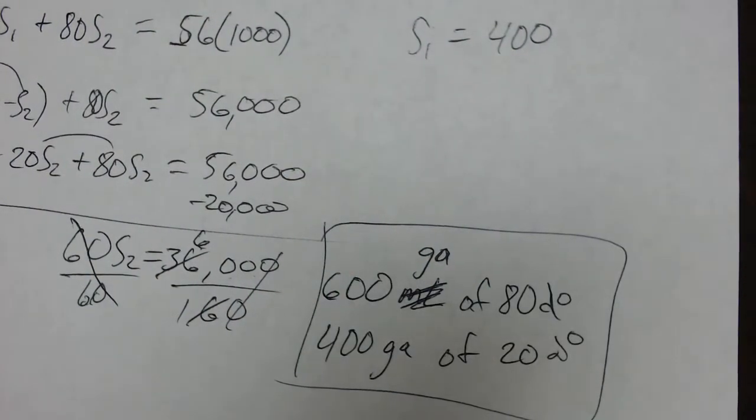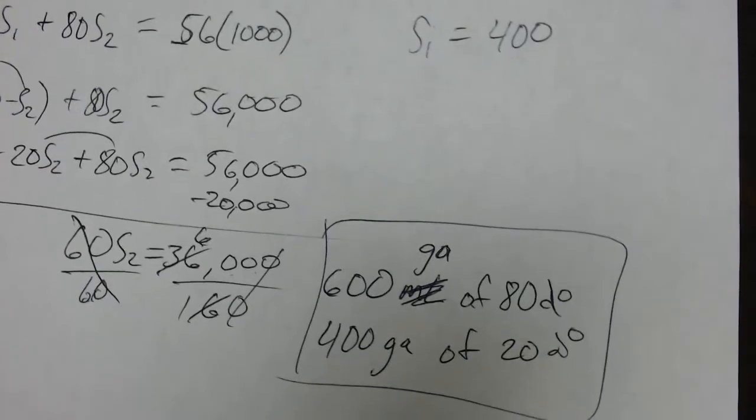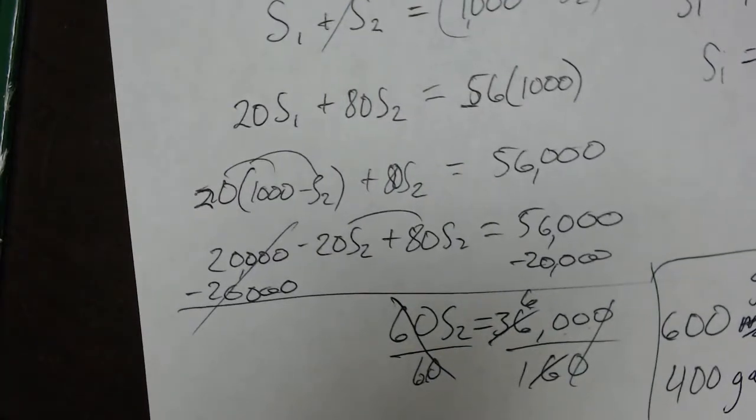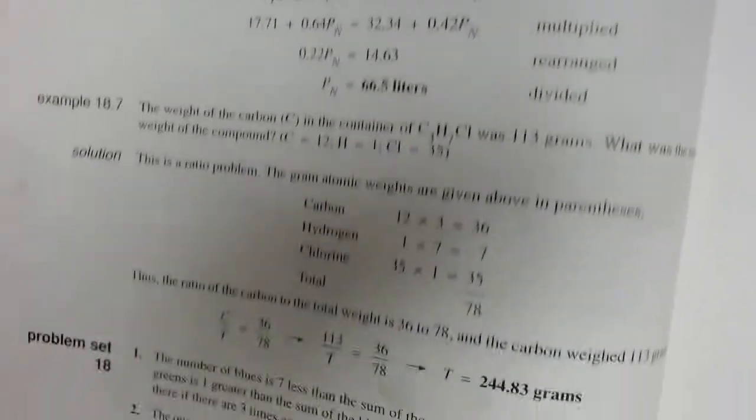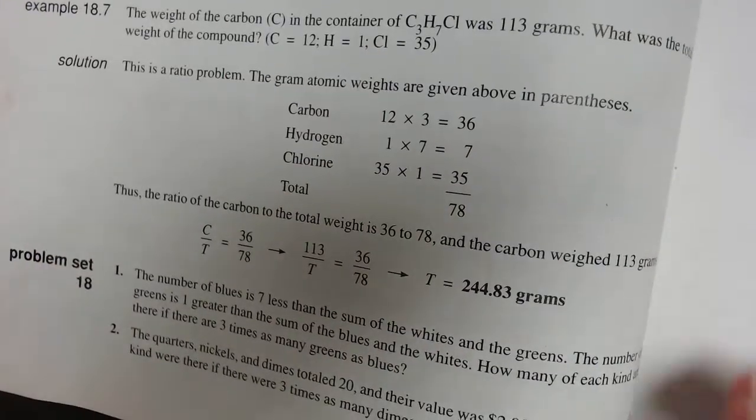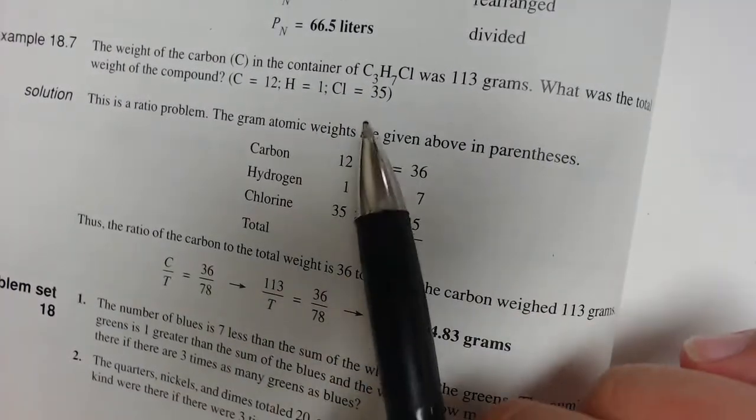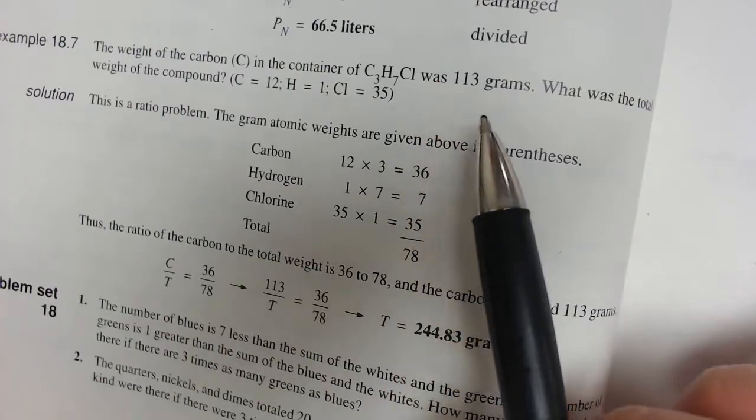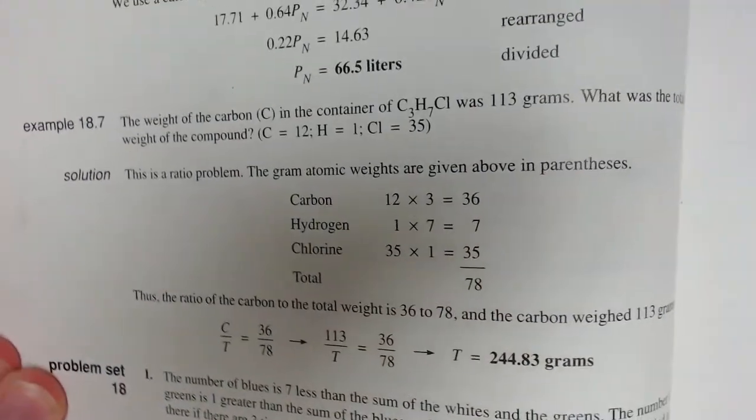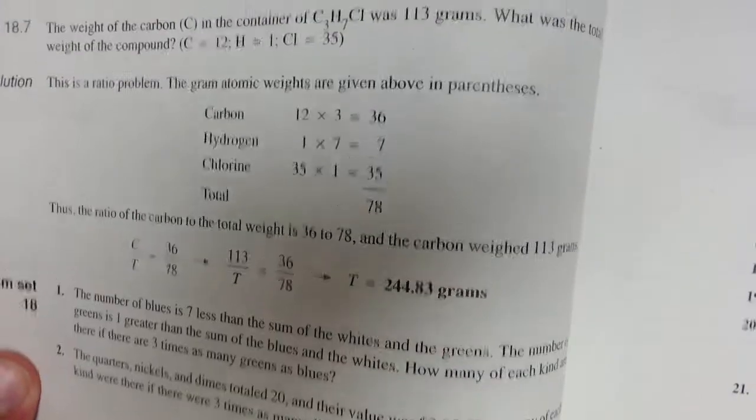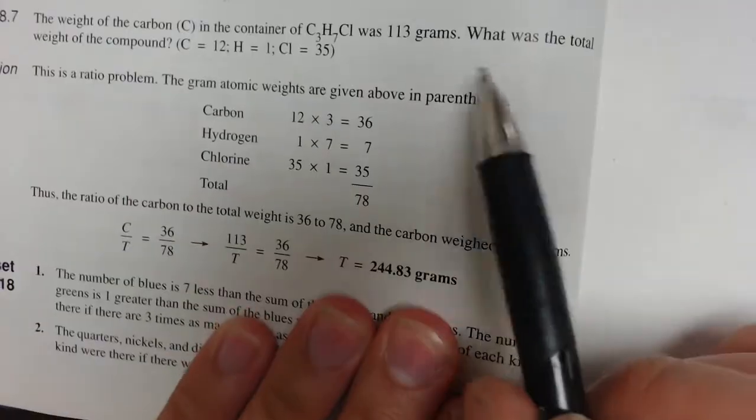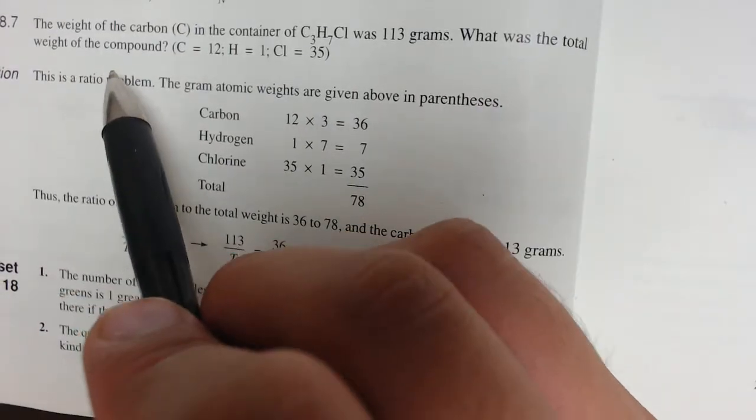All right, now the very last problem is molecular weight problems. These are pretty interesting. They tell us in 18.7, and these are actually a review from Algebra 2, that the weight of the carbon in the container of C3H7 chlorine was 113 grams. What was the total weight of the compound?